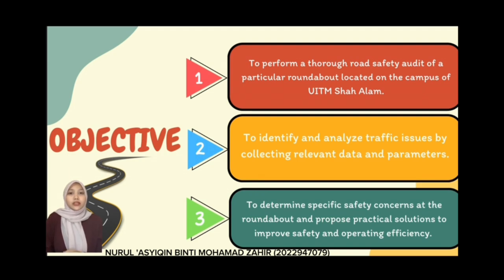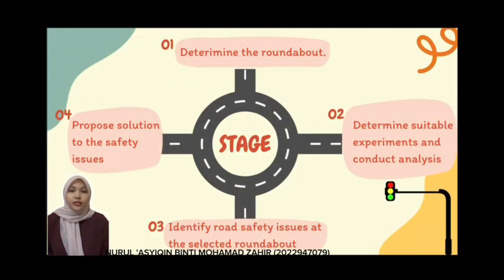So, for the objectives of this project: first, to perform a road safety audit of a particular roundabout located at UiTM Shah Alam. Second, to identify and analyze traffic issues by collecting relevant data and analyzing the parameters. Third, to determine specific safety concerns at the roundabout and propose solutions to improve safety and operating efficiency. To conduct this project, we have 4 stages.